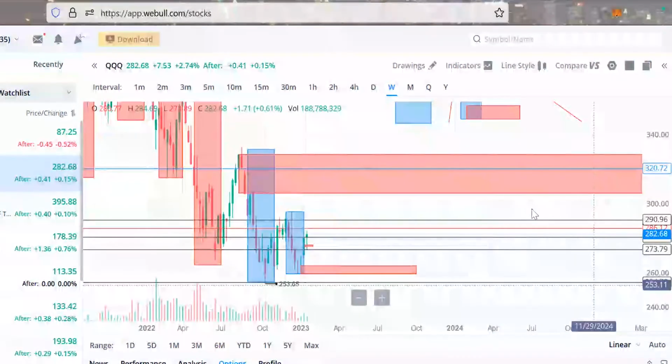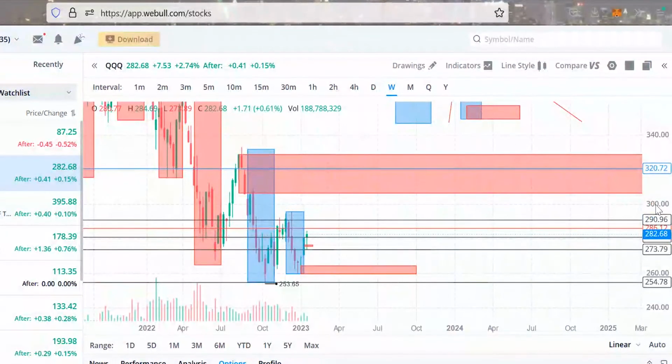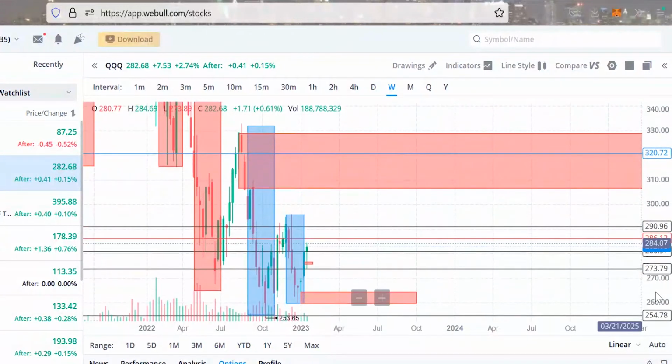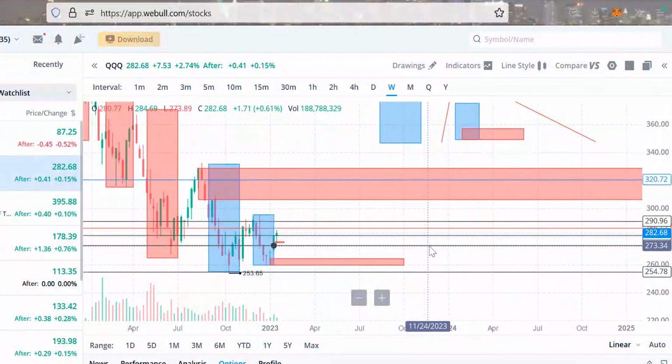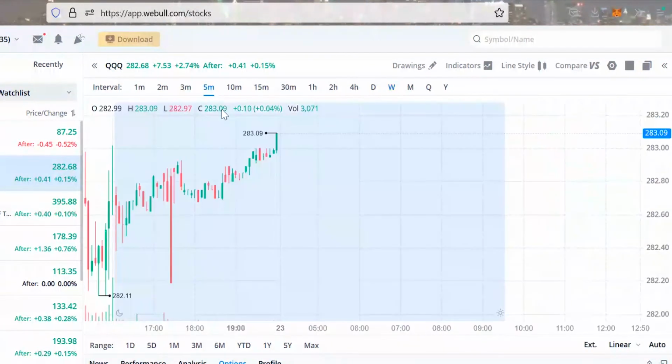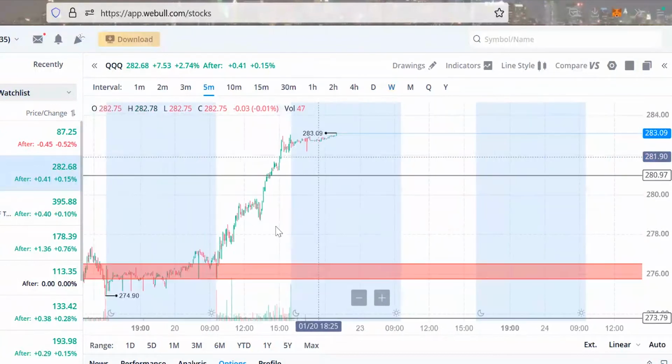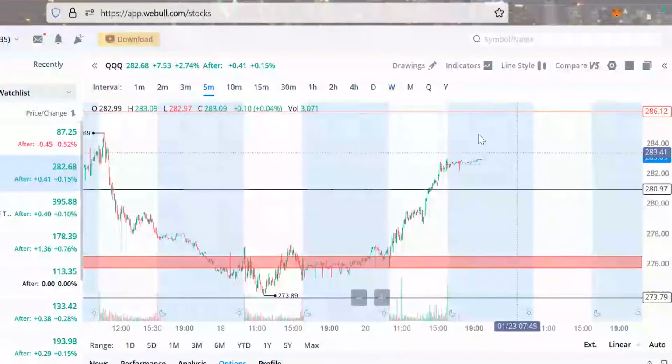Some of my students have perfect zones. They DM it to me and they say, hey, look at this. Look what I have on a weekly. I'm like, I have almost the exact same thing except my zone is refined and yours is not refined, right? Amazing. And then they trade in these lower time frames, and they forget what's happening.